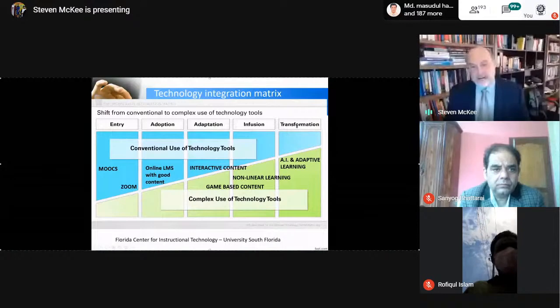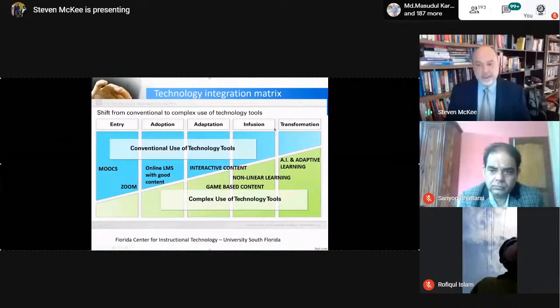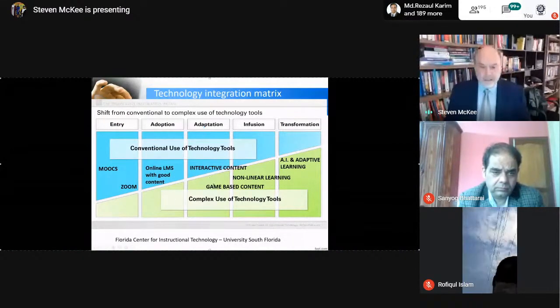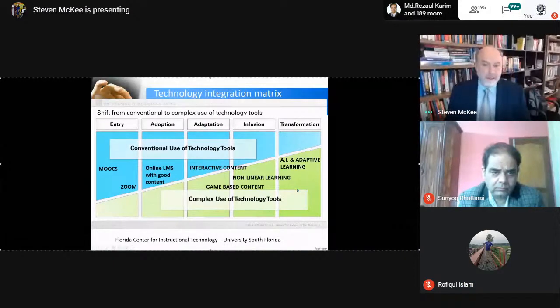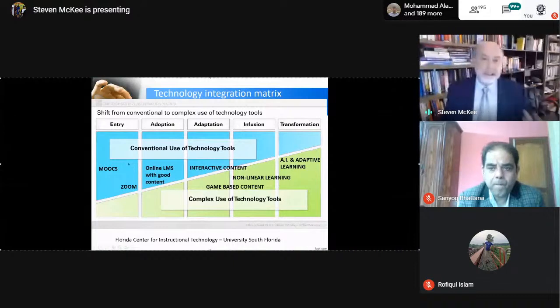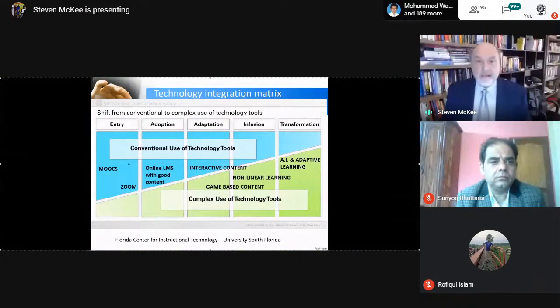So this has a five-step approach here. We call it entry, adoption, adaption, infusion, and transformation. You can classify every single digital learning according to these five different areas. Entry level basically means you're using a technology as a substitute. You're still doing what you normally do, you haven't changed the way you're doing it, but how you may be delivering it may be slightly different.